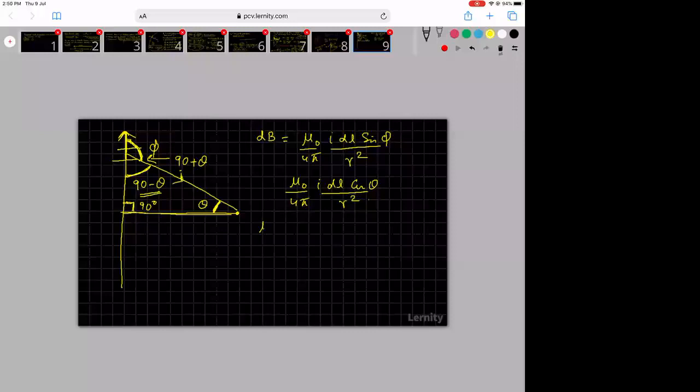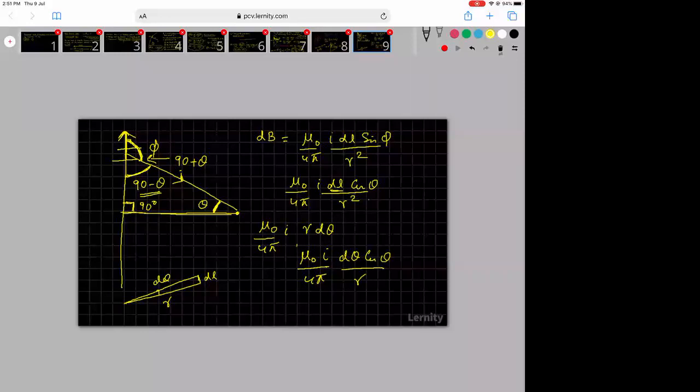Now I did mu naught by 4 pi I dl. dl was written as r d theta. Any dl can be, if this is dl, this is r, and this angle here is d theta, so it can be written as r d theta. If I substitute, I'll get mu naught I by 4 pi d theta cos theta by r.